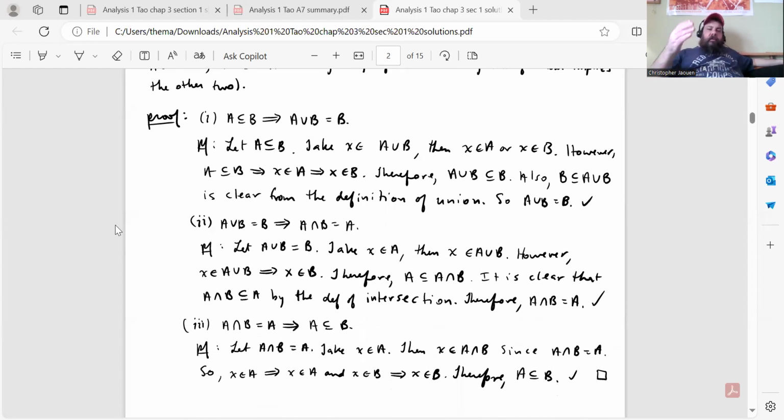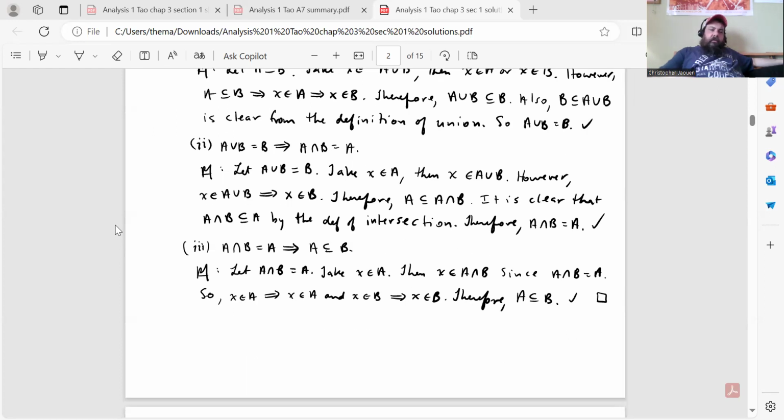So I did this in a bunch of parts. Part one, I want to show that A subset of B implies A union B equals B. Here's the proof of that implication. Let A be a subset of B, so assume the hypothesis. Take X, an element of the set A union B. Then, by definition, X is an element of A or X is an element of B. However, A is a subset of B implies that X an element of A implies X is an element of B. Therefore, A union B is a subset of B. Also, B is a subset of A union B is clear from the definition of union, so the two sets are equal to each other.